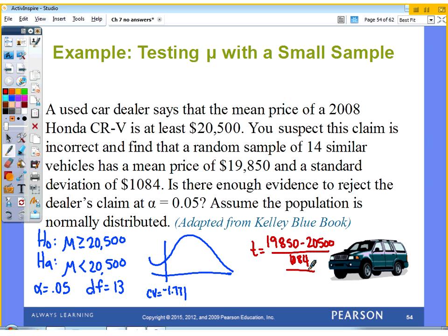Now, plugging into your test statistic, you would get your mean minus the population mean divided by the standard deviation divided by the square root of your sample size. When you calculate that, you should get a negative 2.244. Now, if you put that on your graph, it falls to the left of your critical value. It falls in your tail, so that tells us we're going to reject the null hypothesis.